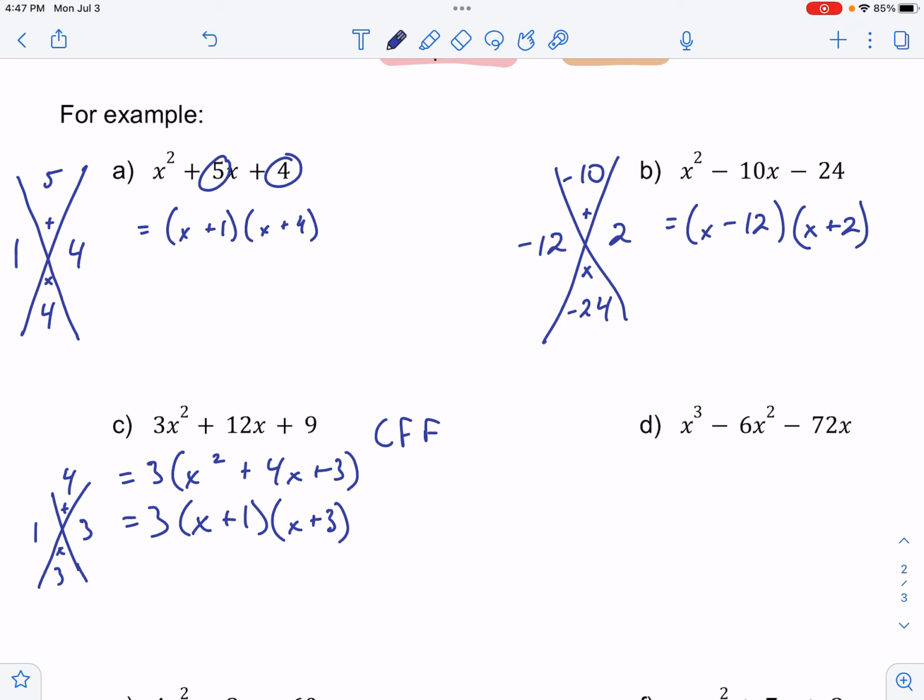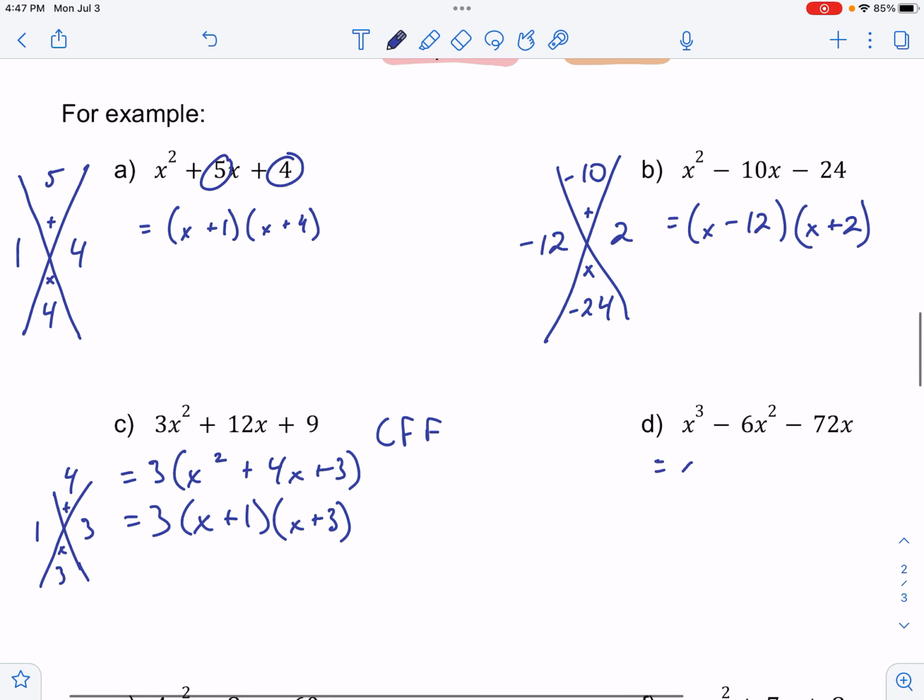It's going to be the same with example D here. Once again, I can common factor. This time it's not going to be a coefficient, but I can factor out a variable. And in this case, I can factor out an x, leaving me with x squared take away 6x minus 72.